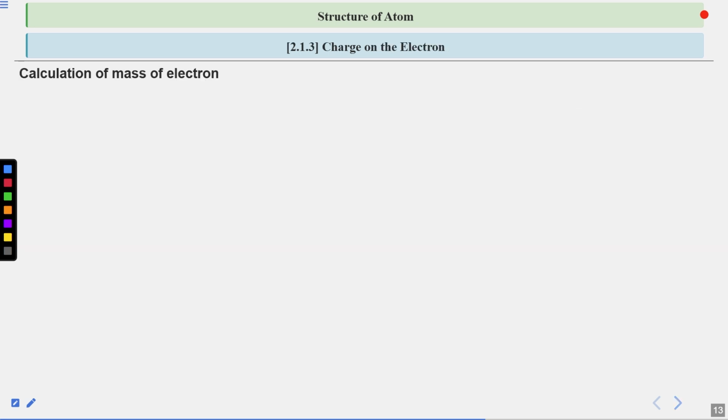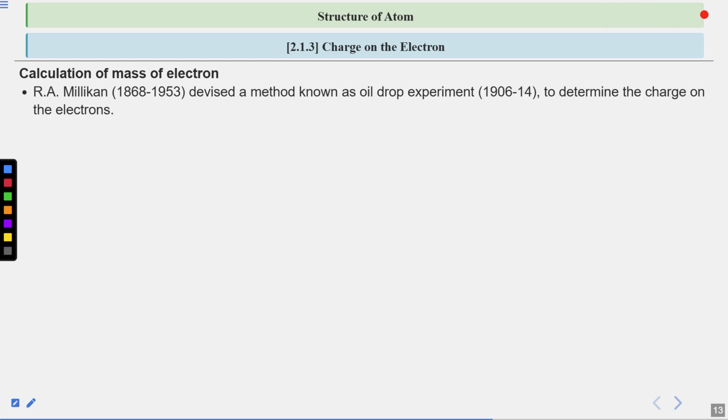Now, next thing is the calculation of the mass of the electron. I am not going into the explanation of Millikan's experiment. The e by m_e ratio is simply the ratio of the charge on the electron to the mass of the electron. If you take the ratio, it will be called the e by m_e ratio. Now, R.A. Millikan, with the help of an oil drop experiment, calculated the mass of the electron. You will see the description of this experiment in the book, but it is not in the syllabus, so I'm not describing it. I'm only taking the result of it.